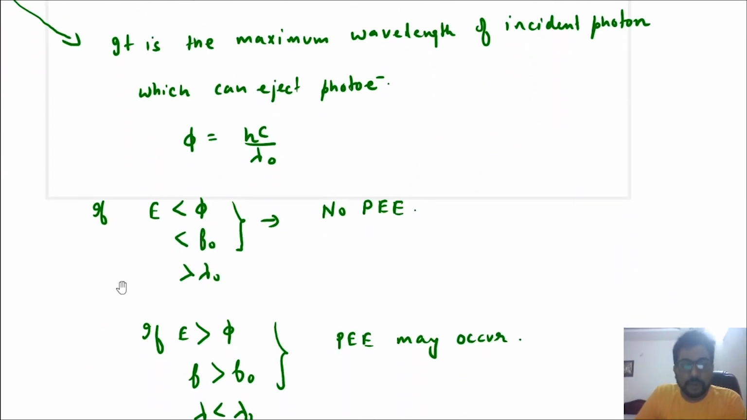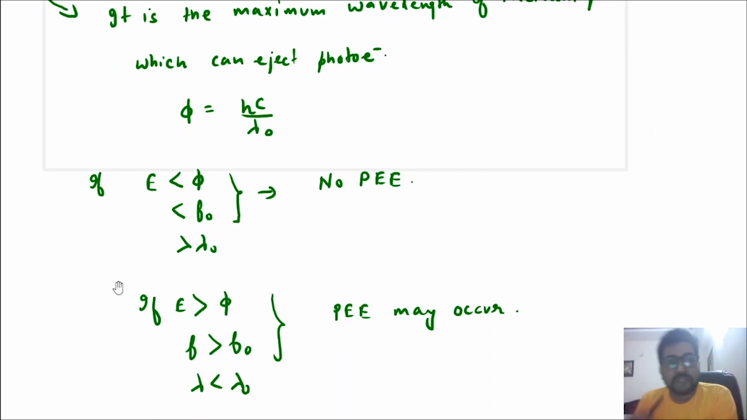Therefore we make a conclusion that if the energy of the incident photon is less than phi, or the frequency of the incident photon is less than threshold frequency, or the wavelength of the incident photon is greater than the threshold wavelength, then there is no photoelectric effect. If energy is greater than phi, or the frequency is greater than the threshold frequency, or the wavelength is less than the threshold wavelength, then the photoelectric effect may occur.